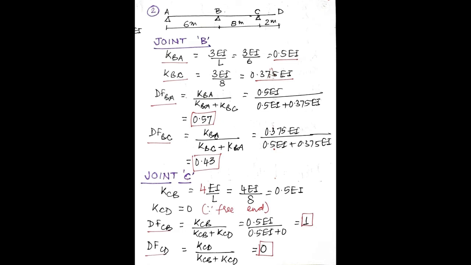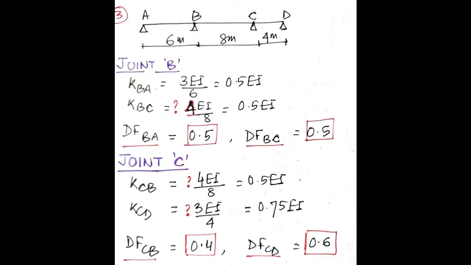CB comes out to be 1, and for CD it comes out to be 0. And finally you can see that if you add both distribution factors, 1 plus 0, it comes out to be 1. So here also the basic check, that is the summation of distribution factors at a joint, is always 1. So this is a very important and a good illustration of a distribution factor.